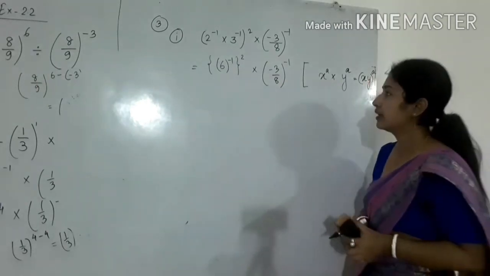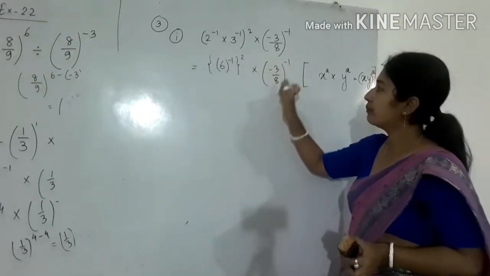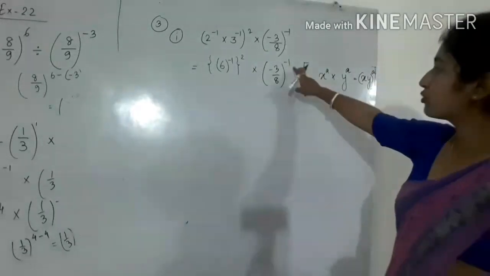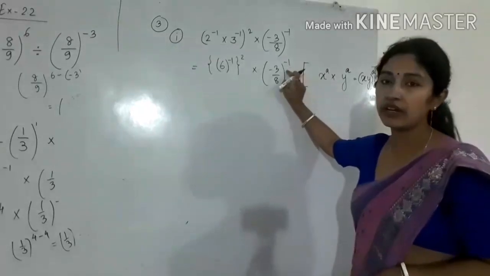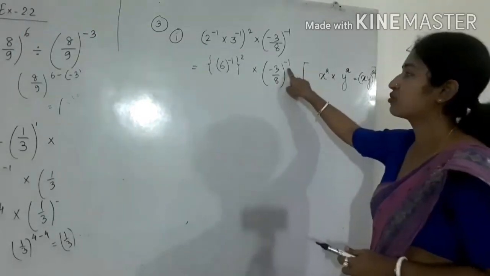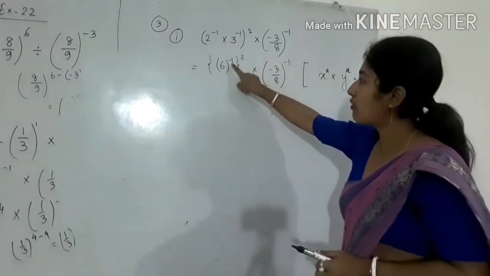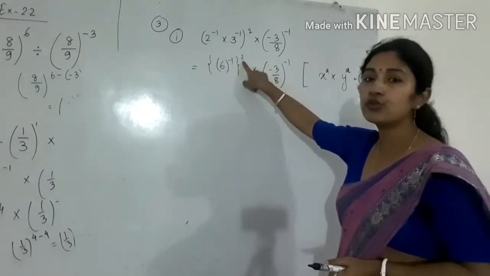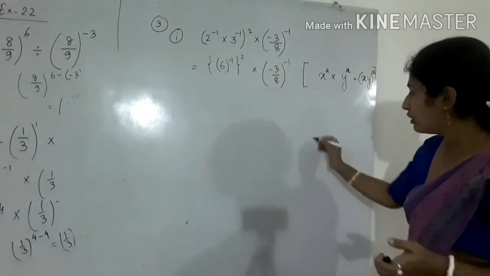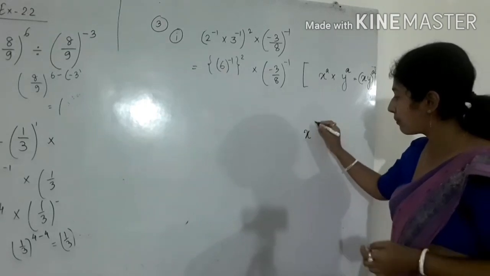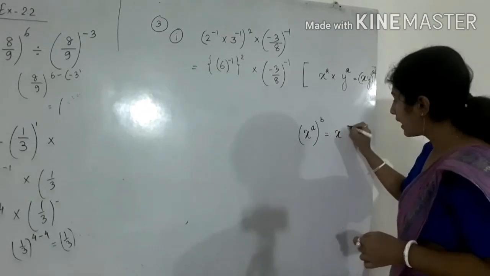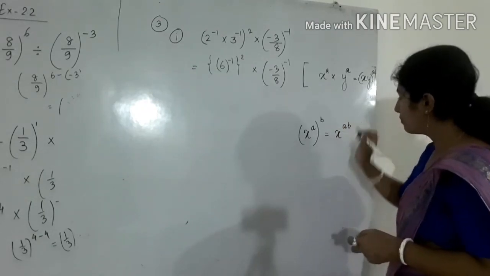Now what will we apply? See, the power is also different, the base is also different. So what will we do now? Here minus 1 is present. We cannot change this minus 1 because minus 3 by 8 has only one power, that is minus 1. And 6 has two powers, minus 1 and another power, 2. So already we know by the sixth property that (x to the power a) whole to the power b is equal to x to the power a into b.